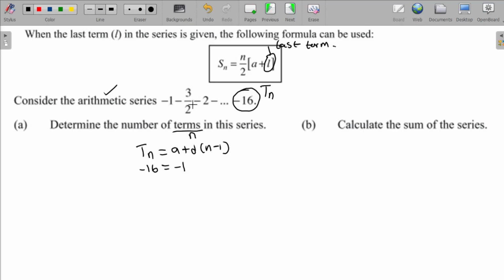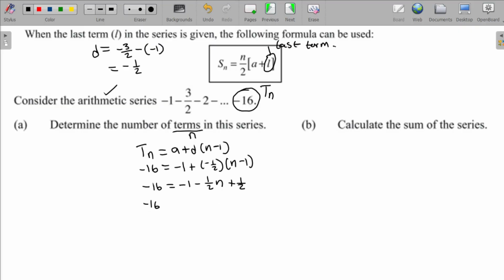Now, finding the difference. This is very important here because it is easy to make a mistake. You're going to say -3 over 2 minus (-1), and then we get an answer here of -1 over 2. And then we come back to this one here. We say plus (-1 over 2) times (n minus 1). And then -16 is equal to -1, we multiply this with this negative, so it's -1 over 2 n and then plus 1 over 2.